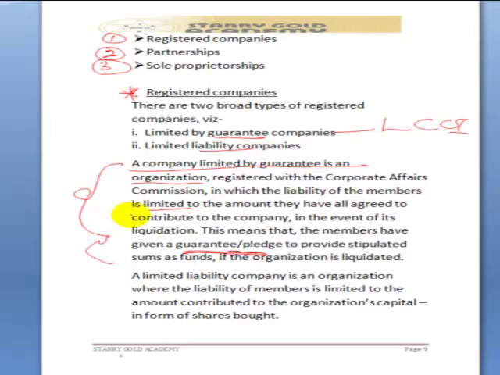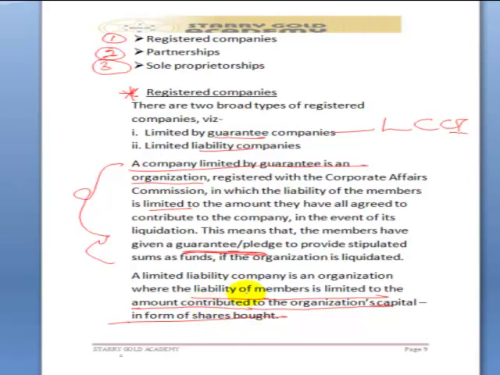The next type of company is limited liability companies. A limited liability company is an organization where the liability of members is limited to the amount contributed to the organization's capital in form of shares bought. Let's take it again. A limited liability company is an organization where the liability of members is limited to the amount contributed to the organization's capital in form of shares bought.